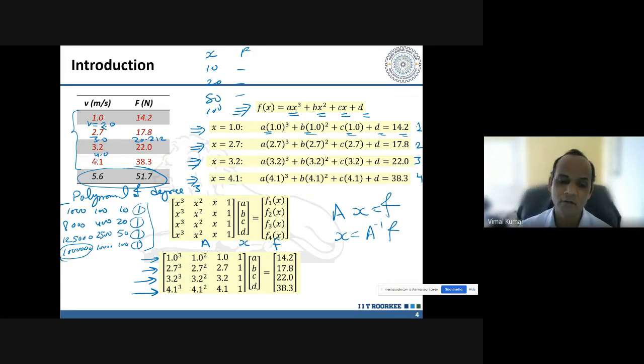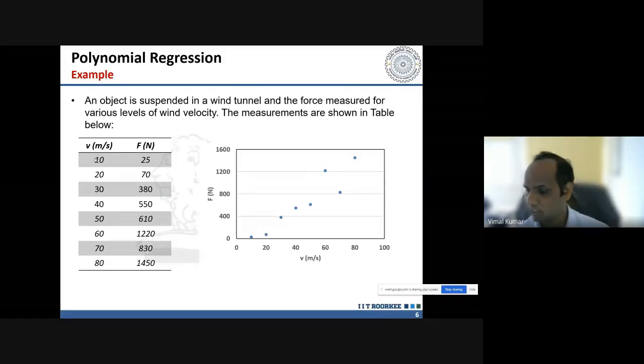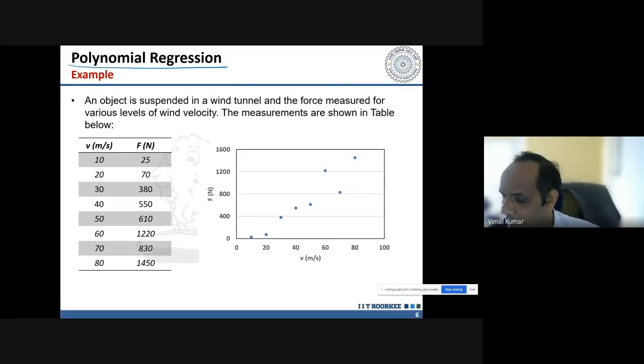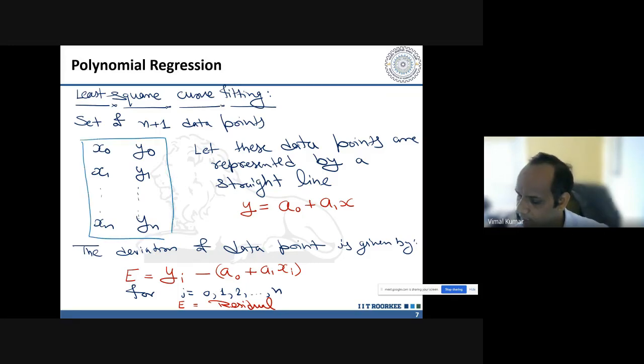That's why we go for what we term polynomial regression. I'll come back to this example later. First, in polynomial regression, we talk about least square curve fitting. Why are we saying least square curve fitting? I'll try to answer that later. Let's say I have data points x0, y0, x1, y1, up to xn, yn.